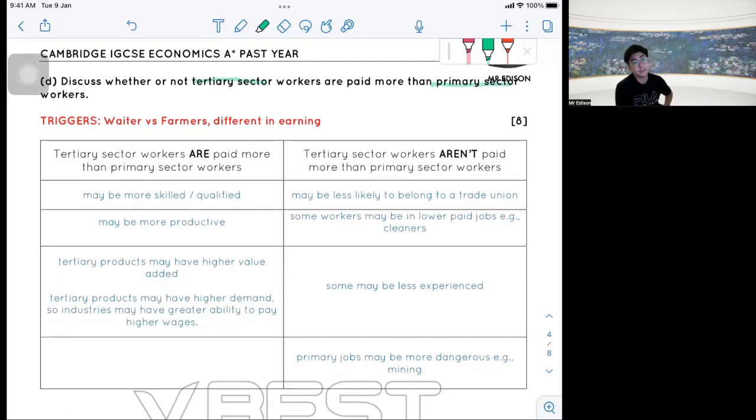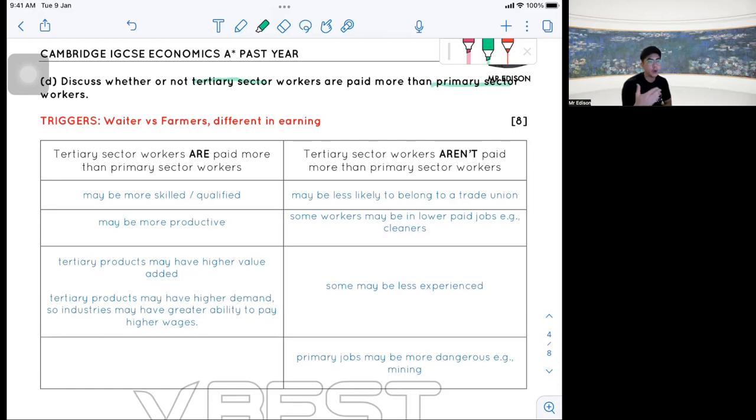First one may be more skill qualified. Yes, waiter, normally service sectors require more skill. At least you need to be able to communicate. Okay, at least. And then another one may be more productive. It's very subjective, this more productive thingy. And then another one is tertiary product may have higher value added. Yes, you see a surgeon, you see a specialist there, they charge you like 180 per hour because they have skill, and that service provides higher value. And then tertiary product may have higher demand, so the industry may have higher ability to pay higher wages. Yes, this is for sure.